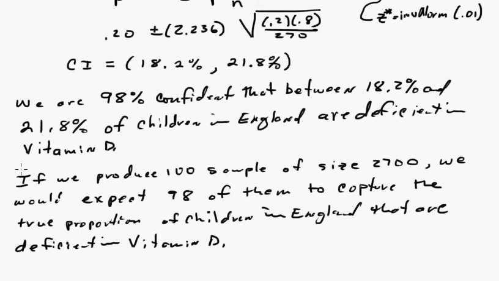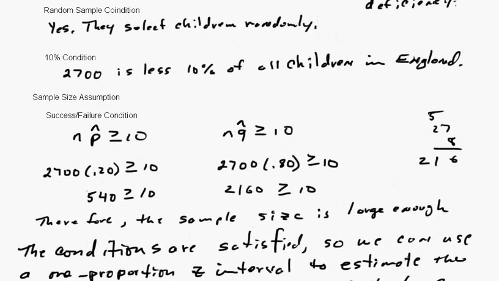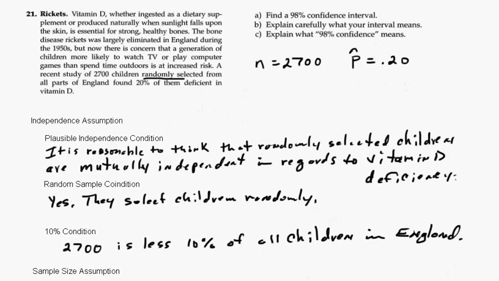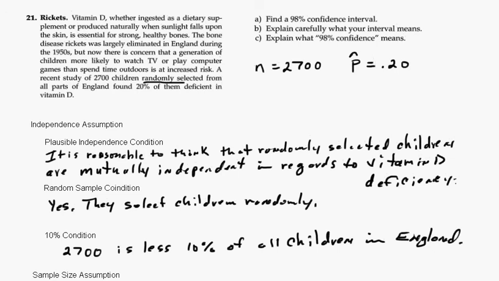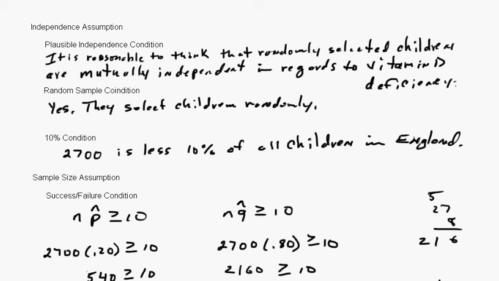But this sometimes is easier to say because you take out the percent stuff and just say if we did this 100 times with 100 unique samples, we'd expect 98% of them to capture the true proportion. Okay, so there's another example for you. You can see these are long and drawn out primarily because it takes time to check the conditions. Okay, good luck.